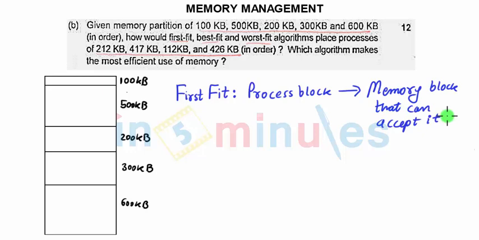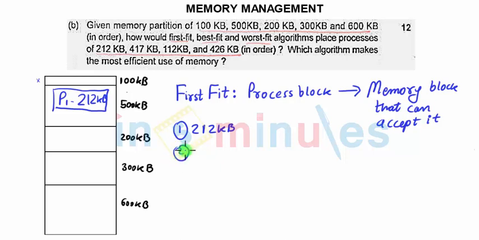We will be taking the first request for 212 KB. In this, the first one cannot be achieved. The second one can have this. So we would be keeping request 1, let's call it process 1 of 212 KB, in the 500 KB block.